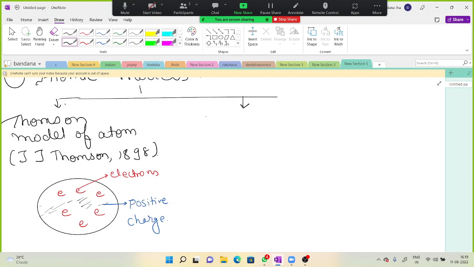So that was corrected by Rutherford. A new model was declared, that is Rutherford's nuclear model.